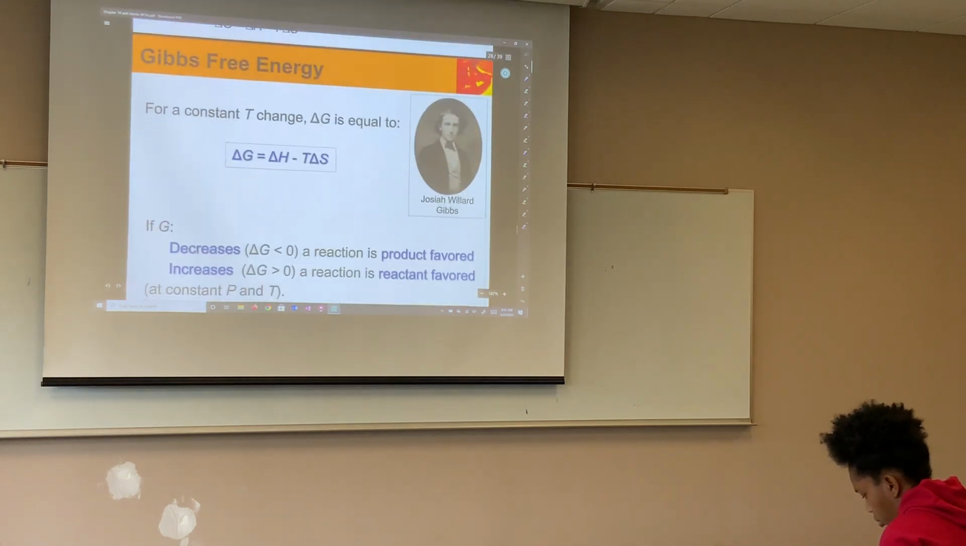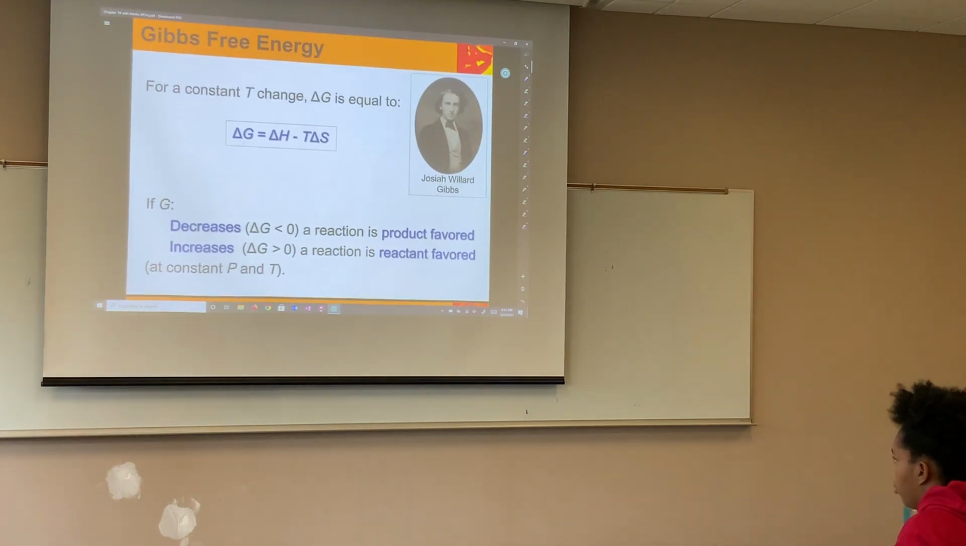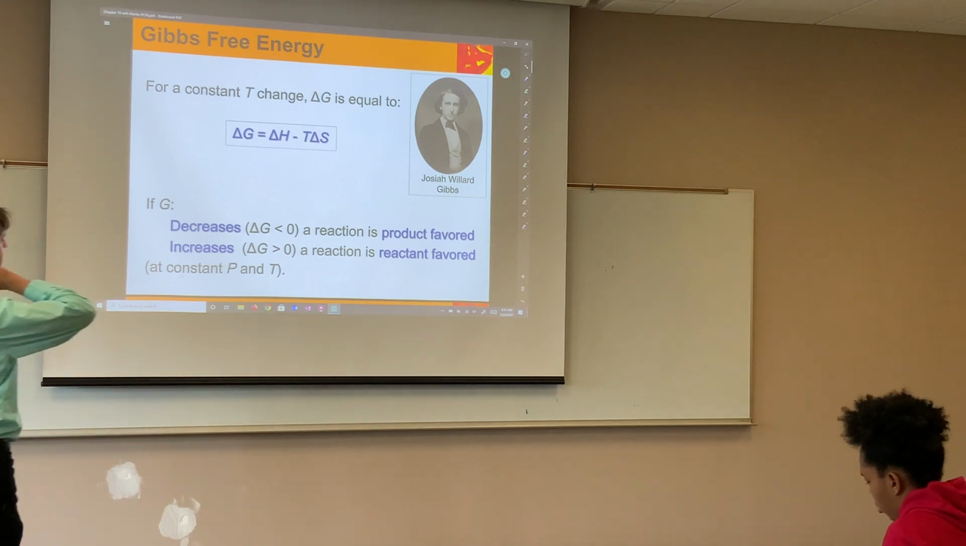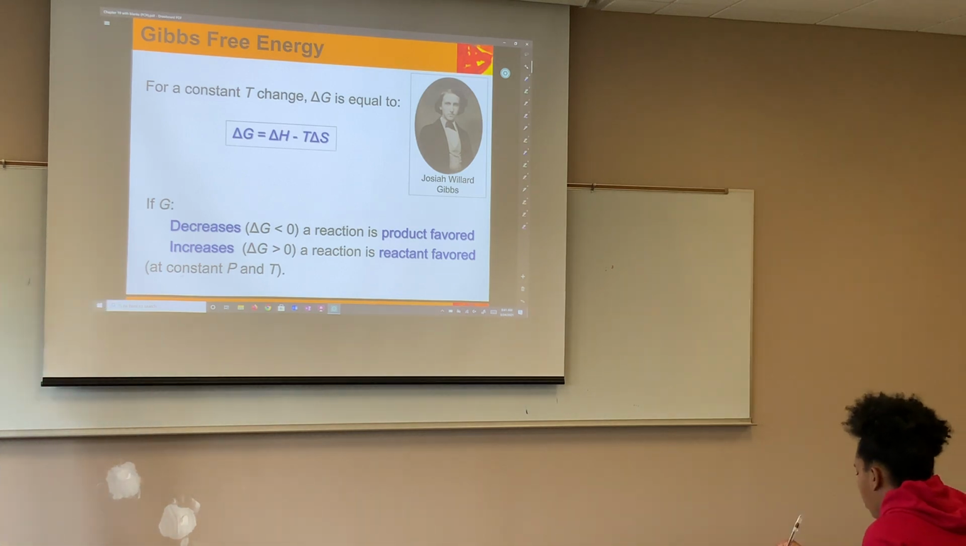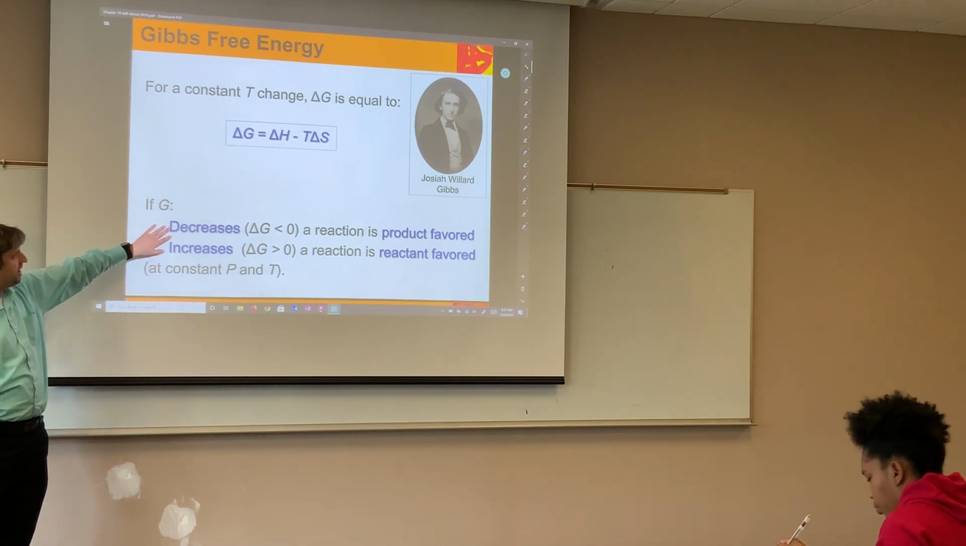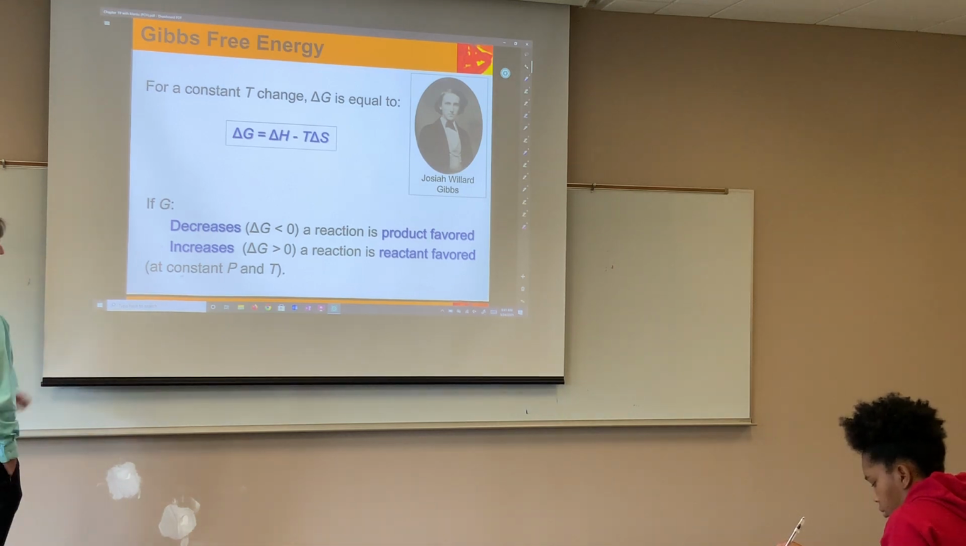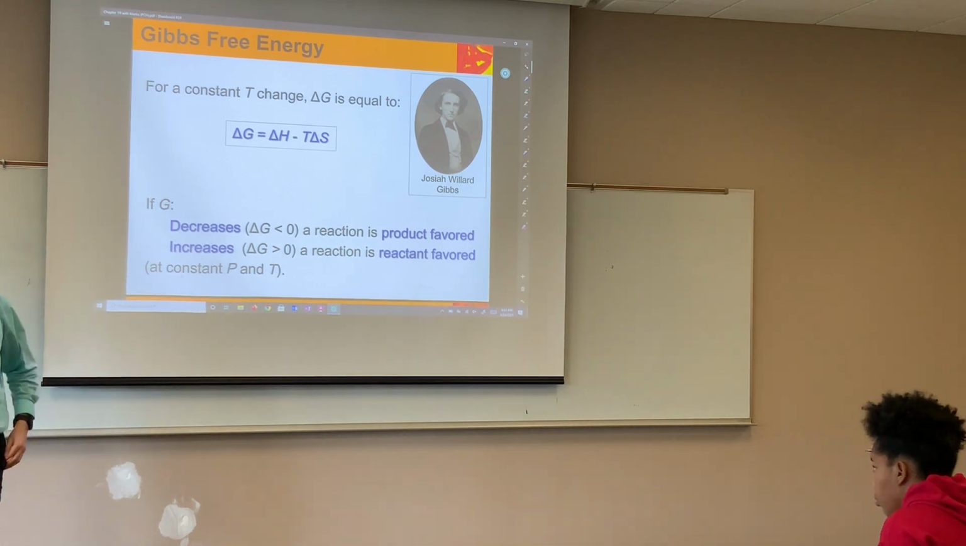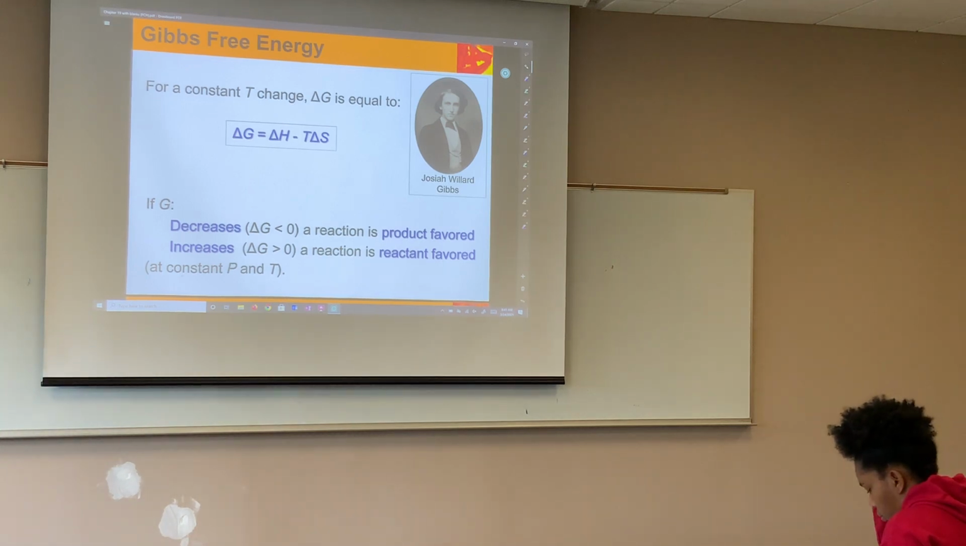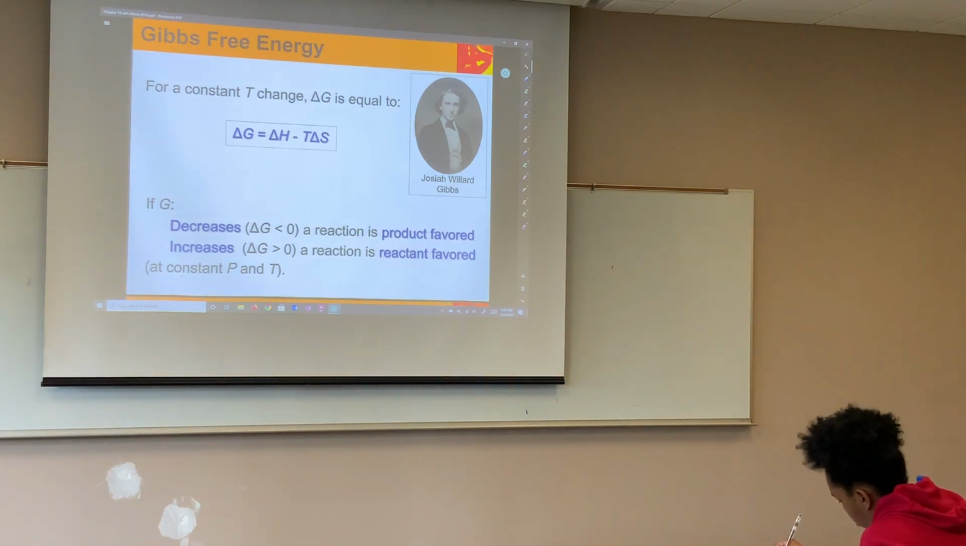That is probably the slide that you guys have, right? For a constant temperature change, delta G is equal to, okay? So what does this mean for us? If G decreases, aka delta G is less than 0, a negative value, the reaction is product favored. If it increases, the reaction is reactant favored. Now we have to hold this at a constant pressure. So product favored versus reactant favored.